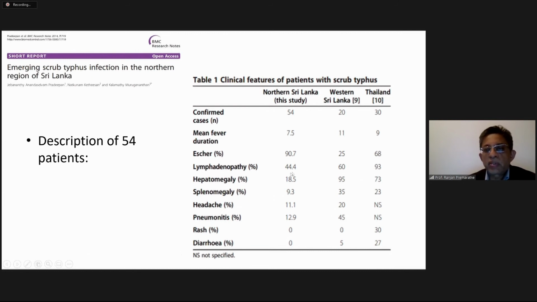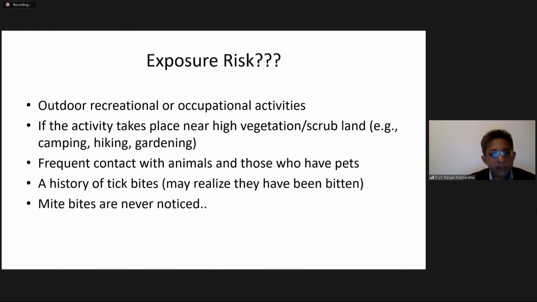And lymphadenopathy, of course, about 50%. Then hepatomegaly and splenomegaly detection rate is quite lower. But then again, headache and the rest of the complications are not very common. Of course, that could be related to their detection or early detection of this illness, probably because of the presence of eschar. And ours is quite late, because these are very early series that they have quoted here. So now we are trying to detect them quite early. And if they're late, of course, the chances that they will get severe manifestation will be quite high.